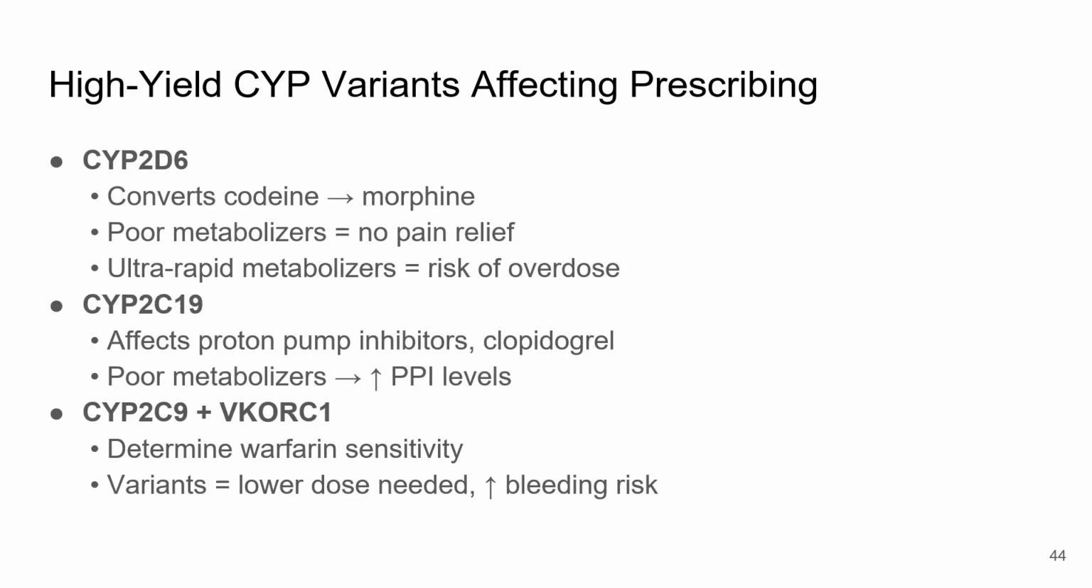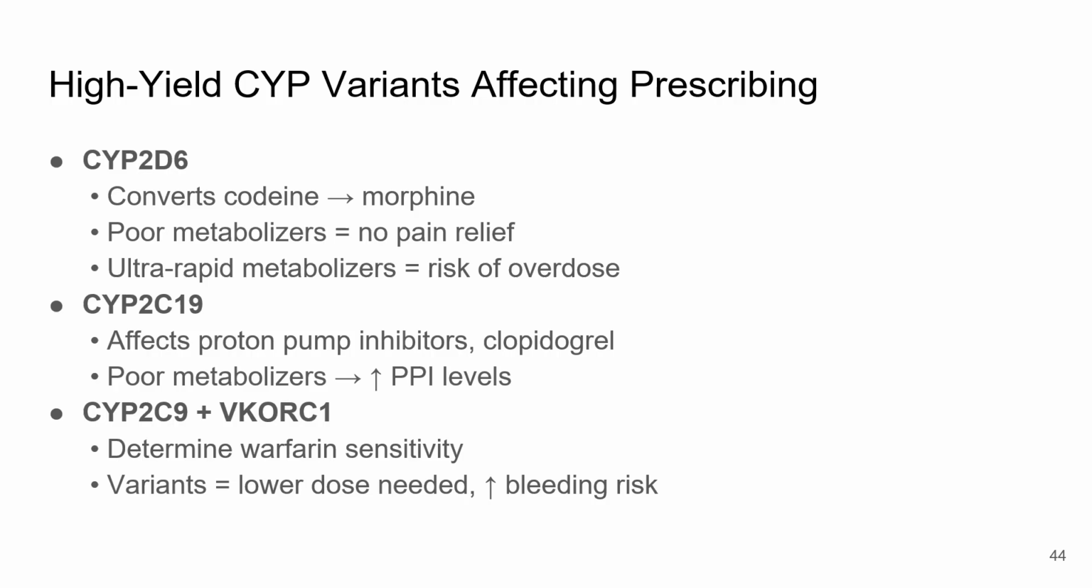Okay, so let's talk about some of the high-yield pharmacogenetic variants that affect prescribing decisions and patient safety. First is CYP2D6. This is responsible for converting codeine into morphine, which is the active analgesic. In poor metabolizers, this conversion barely happens, so patients get little to no pain relief even at the standard dose of codeine. In contrast, ultra-rapid metabolizers convert codeine to morphine very quickly, which can lead to dangerously high levels of morphine and overdose even at a typical dose.